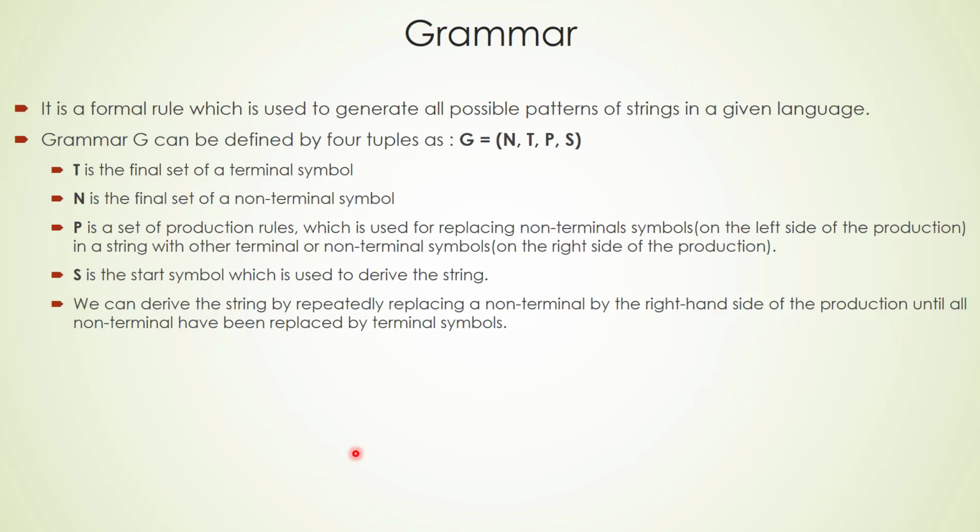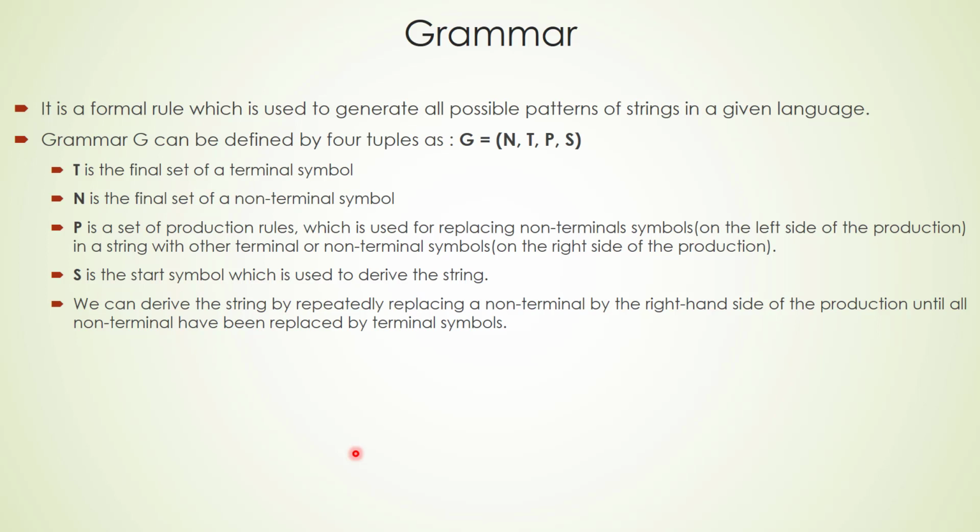So here grammar G can be defined by 4 tuples. G equals (N, T, P, S). N stands for non-terminals. T stands for terminal symbols. P is a set of production rules. S is the starting symbol which is used to derive the string. We can derive the string by repeatedly replacing a non-terminal by the right hand side of the production until all non-terminals have been replaced by terminal symbols. The same definition of grammar you already studied in the previous semester.